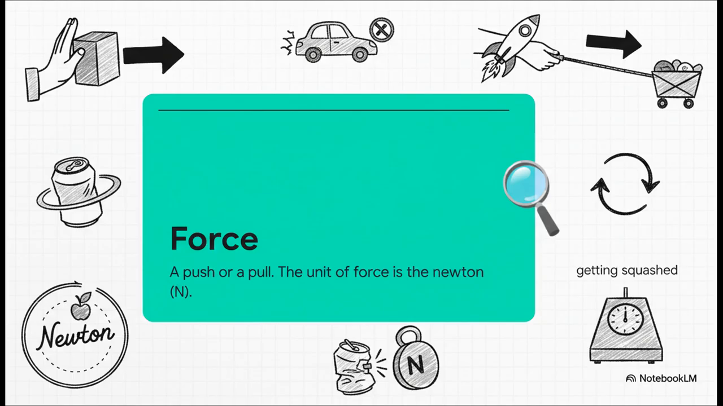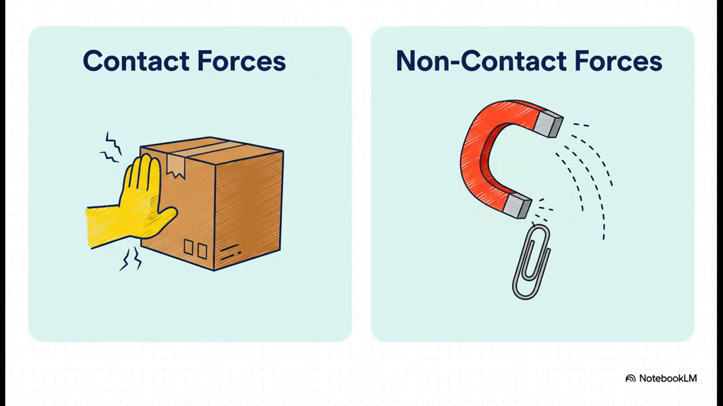And physicists measure all these pushes and pulls in a unit called the Newton, named after Sir Isaac Newton, of course. Now, here's where it gets really interesting. It turns out that every single force we know of can be sorted into two big families. You've got your contact forces, where things have to actually be touching, and then you've got your non-contact forces, which can somehow work their magic from a distance.